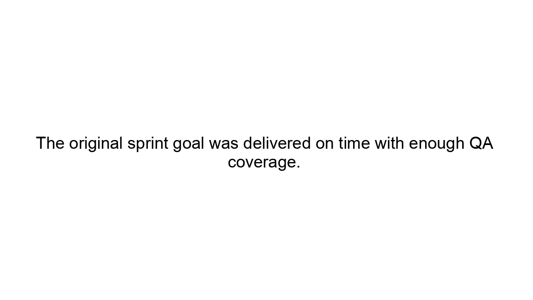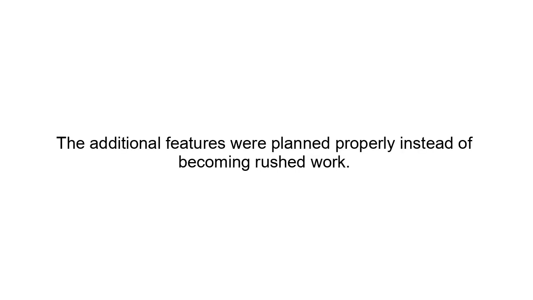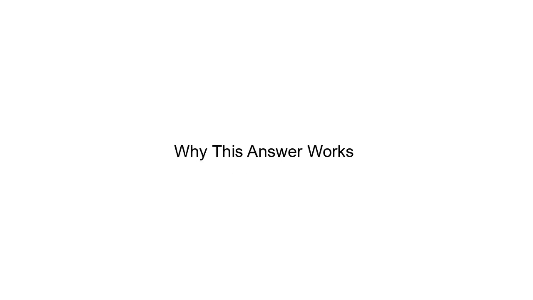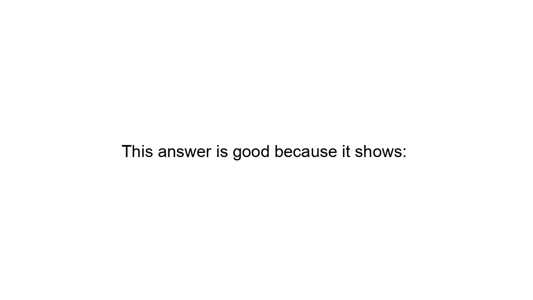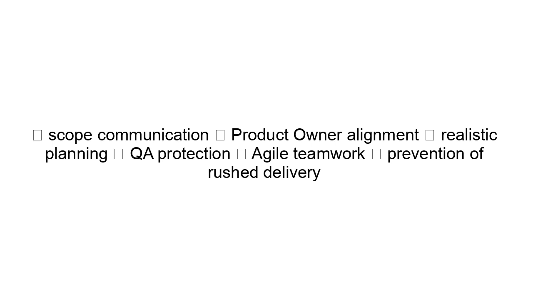Result: the communication prevented the team from silently accepting unrealistic scope. The original sprint goal was delivered on time with enough QA coverage. The additional features were planned properly instead of becoming rushed work. Why this answer works? This answer is good because it shows scope communication, product owner alignment, realistic planning, QA protection, agile teamwork, prevention of rushed delivery.